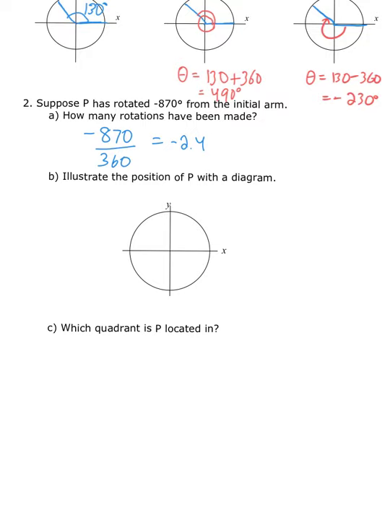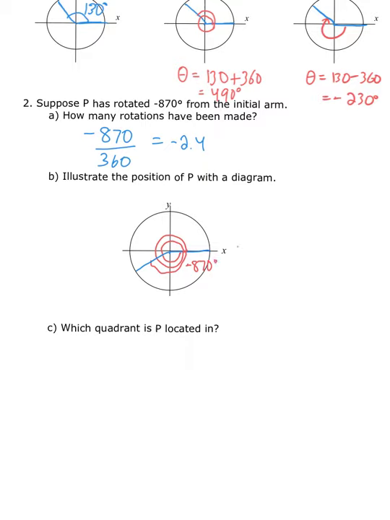To draw that, I'm going to start at my initial arm. I'm going to go this direction one full time, and then another full time. And then 0.4 is almost 0.5 more, so about here. And so my terminal arm will be drawn here. And I will say that that is negative 870 degrees.